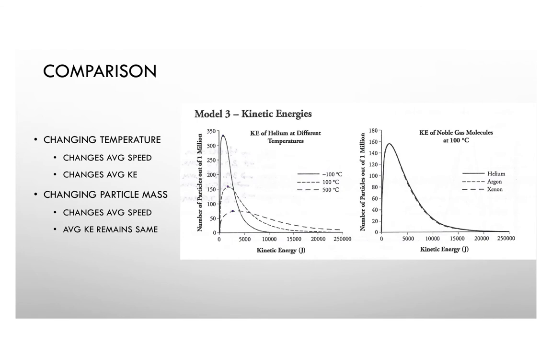If we compare these, when we're talking about different temperatures, the kinetic energy at different temperatures will change, and you'll get a shift. So you change the average speed and the average kinetic energy. If you change particle mass, the average kinetic energy stays the same, but the speeds do change. Here we're showing two different kinetic energy graphs. With temperature, the kinetic energy changes by definition. With mass, it does not change because we're at a constant temperature.